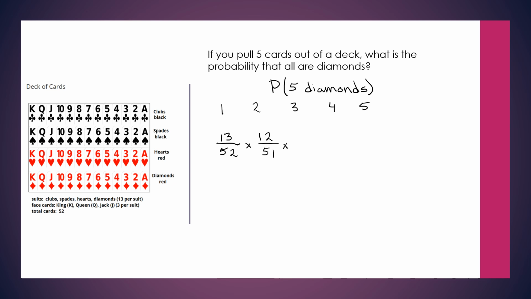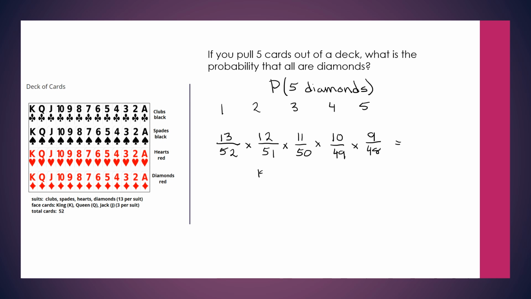And we're going to keep doing this. We keep a card, so there's 11 out of 50. There are now 10 diamonds left out of 49. And finally, for that fifth one, there are only 9 diamonds left out of 48 cards. Multiplying these straight across with a calculator is how I'm going to do this. If you do this by hand, you can do some cross canceling, but it is a huge number.